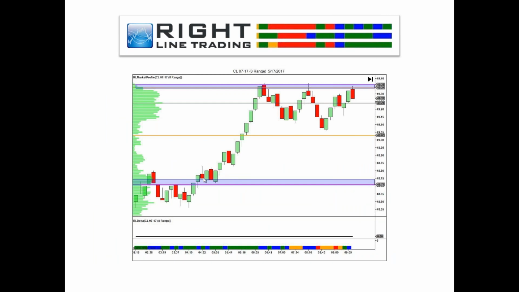Here's just one more example. Here's resistance. You break it, you're sitting on top of support, and up you go in the direction of order flow.